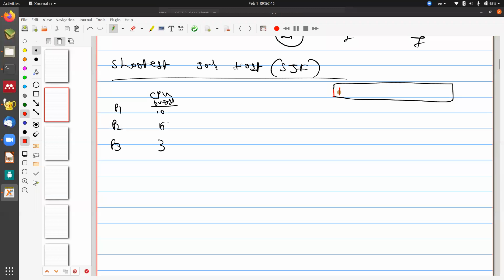So we will execute P3 first. How much? 0 to 3. Once it is completed, the next lesser time is 5, that is P2. So P2 will be executed from 3 to, how much will it be? 5 units, meaning 8. Am I doing it right? Then P1 is executed for 10 units, so from 8 to 18, and it is completed.